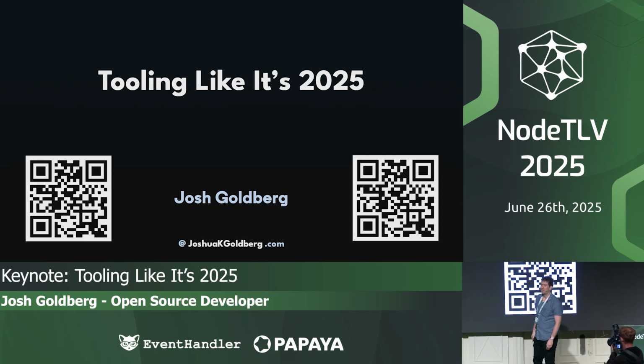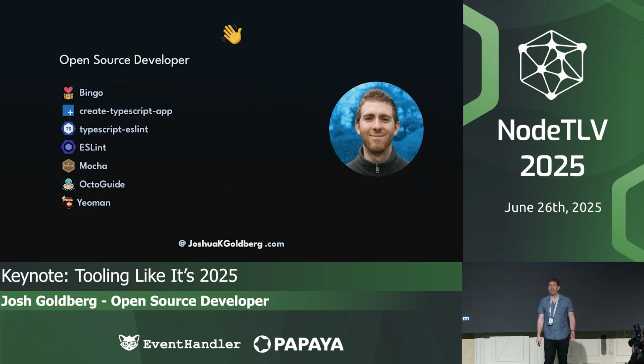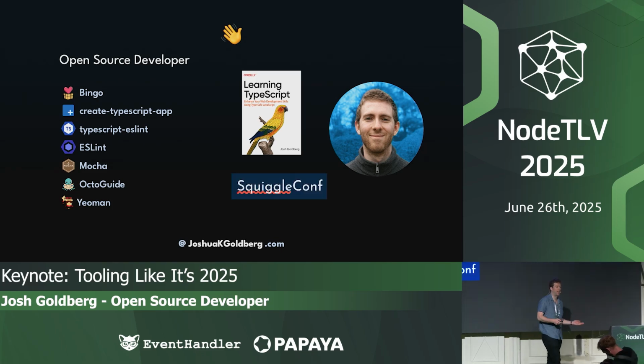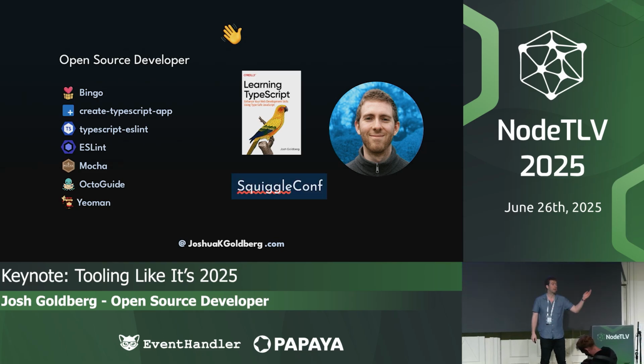I'm here to talk to you today about tooling. I'm an open source developer. My name's Josh. I work on projects like ESLint and TypeScript ESLint that I hope some of you use to spot bugs and help format and enforce stylistic consistency in your code. I'm also the author of the Learning TypeScript book published through O'Reilly and a co-organizer and co-founder of SquiggleConf, a conference for excellent web dev tooling in Boston.